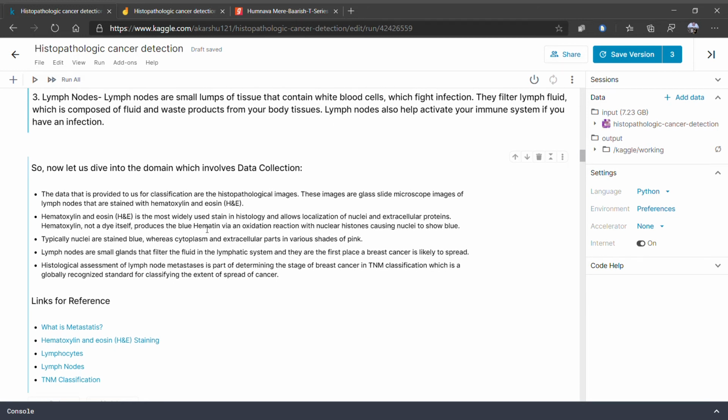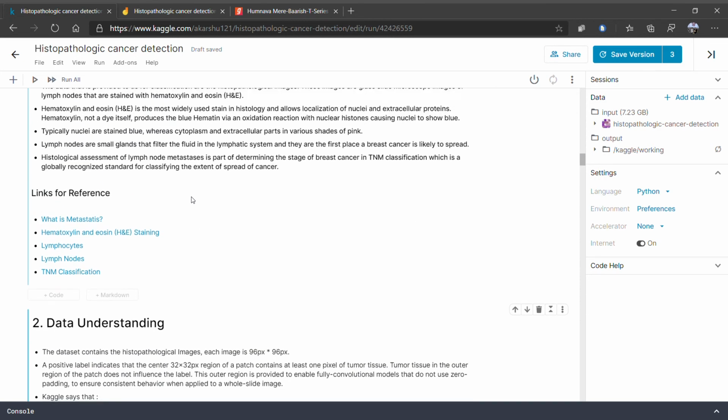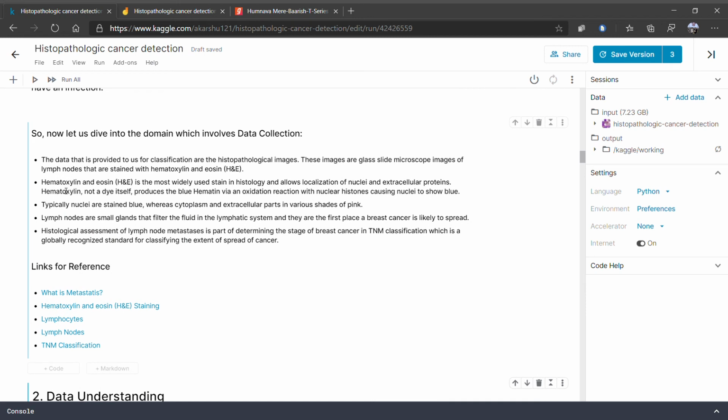The data is provided for the classification of histopathological labs and they are mainly stained with the help of the chemicals hematoxylin and eosin. Hematoxylin and eosin is one of the standard techniques for staining and is widely used in cancer detection tests. There is a chemical process which is explained that it produces the blue hematin via an oxidation reaction with nuclear histones, causing nuclei to show blue.